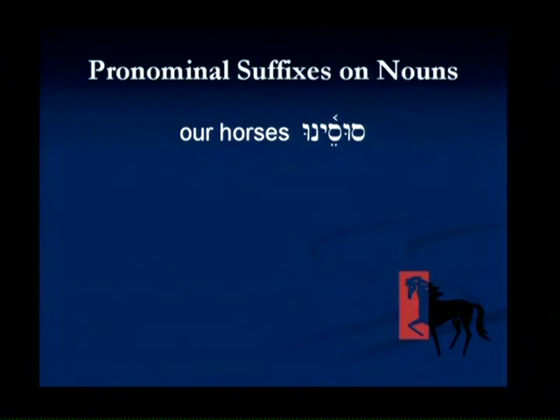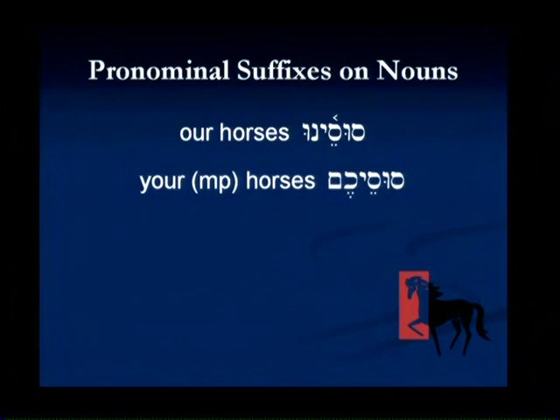Right? Suseinu. Our horses. Notice it's exactly the same as our horse, except for the yod. And so a question comes again. Well, if they're going to do this with the first common plural, why couldn't they have done it for the second feminine singular as well? Well, they just didn't. They chose it. So the only difference here between our horse, susenu, and our horses, suseinu, is that the horses has the yod in it. You have to see the yod. Otherwise, they're pronounced identically. It's the yod that makes the difference for the plural horses. Okay? Susekem.